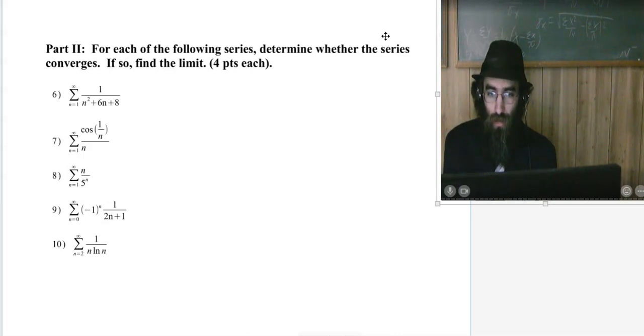Question 9: sum as n goes from 0 to infinity of (negative 1)^n times 1 over 2n plus 1. And question 10: sum as n goes from 2 to infinity of 1 over n ln n. And you might want to think about why I'm starting at 2 instead of 1 there.